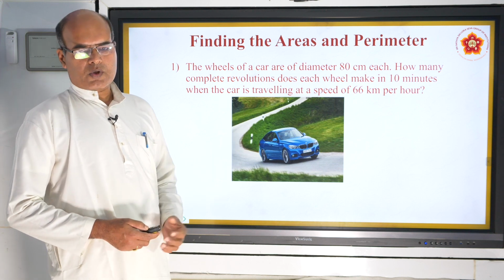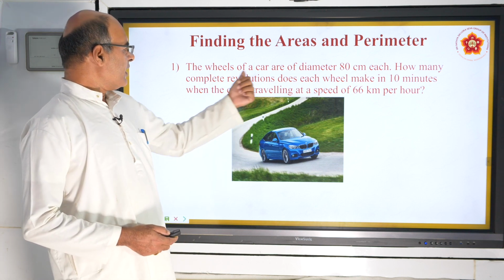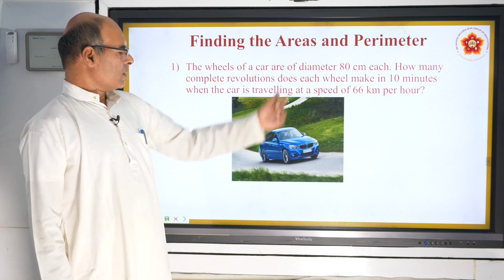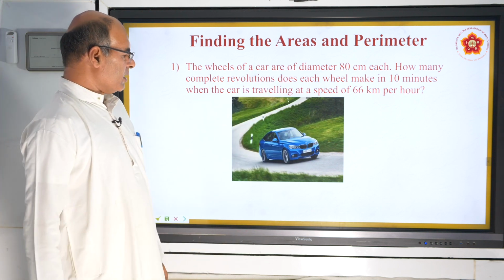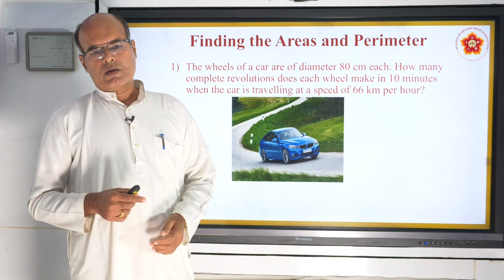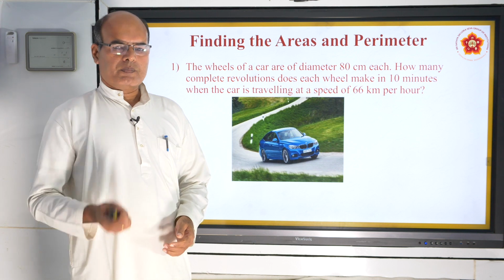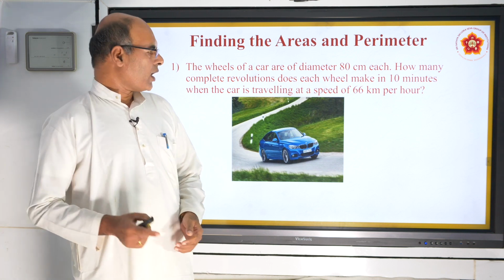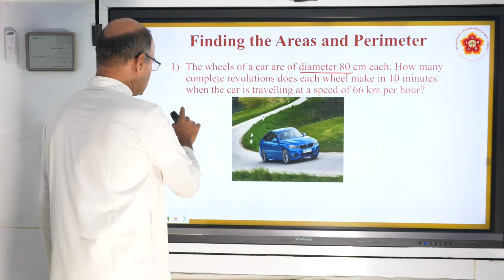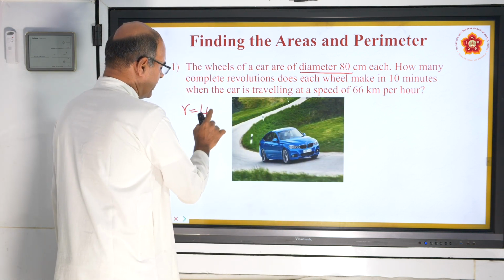Hope you understood the question. The wheels of a car are of diameter 80 centimeter. Usually in all the formulas we use the radius: 2 pi r is the circumference, pi r square is the area. Here the diameter is given, therefore the radius of each wheel is 40 centimeter.